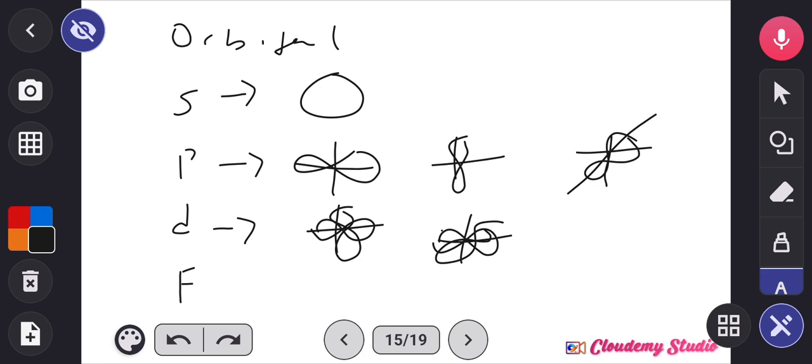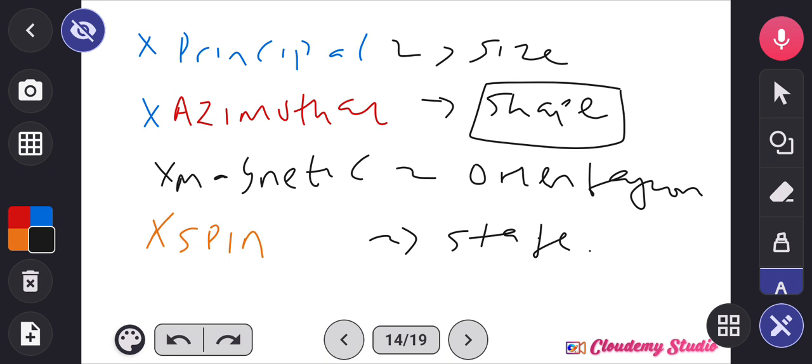So this one is saying what? The shape of an orbital. And this one is talking about the orientation of an orbital, because we have orientation. Now, which law states the orientation of an orbital?